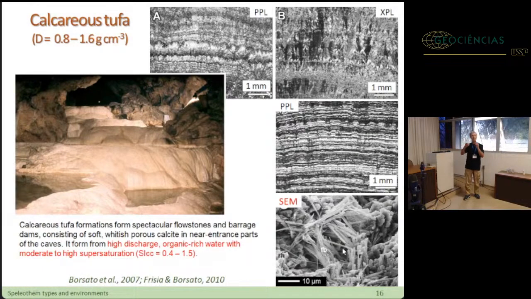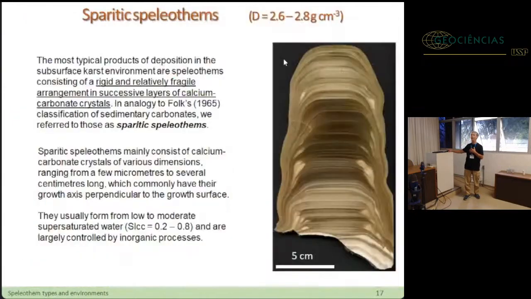So it's really a mess of different little crystals combined together. It's not a single ordered crystal. And you can see how fuzzy the crystals are with respect to the columnar crystals that we will see in the other pictures. So spalitic speleothems are the denser, low porosity speleothems. They tend to grow from moderately supersaturated water above 0.2. 0.2 is the minimum, up to 1, and are largely controlled by inorganic processes.